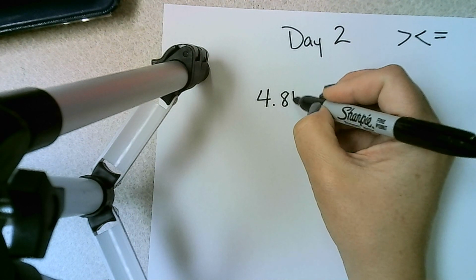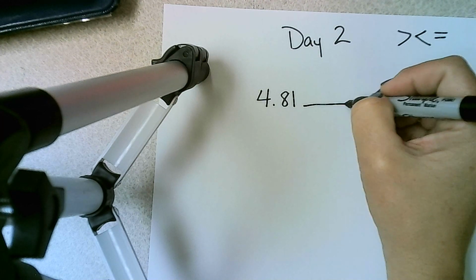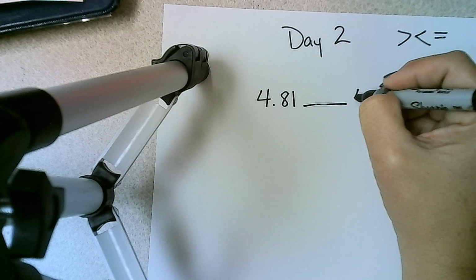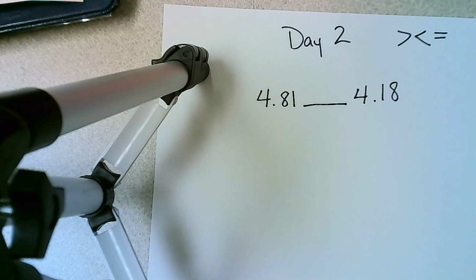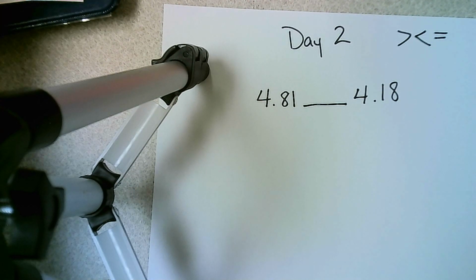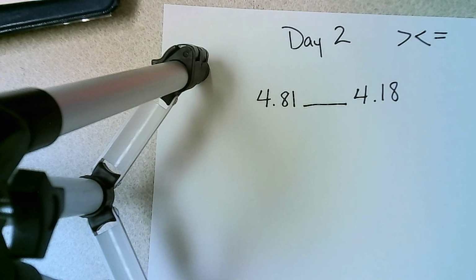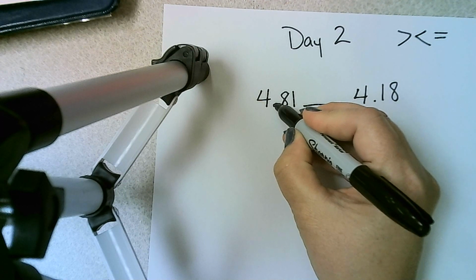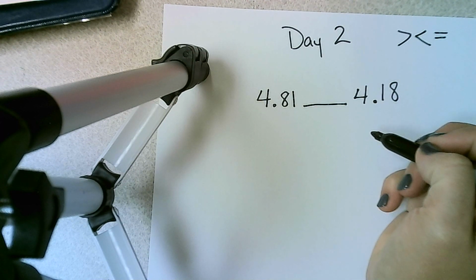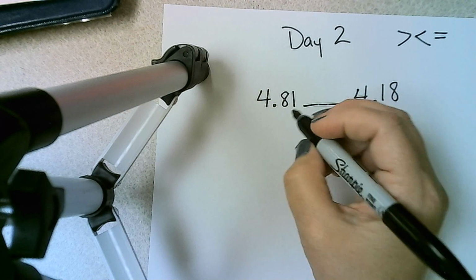4 and 81/100 is greater than, less than, or equal to 4 and 18/100. So yesterday I showed you with a place value chart. I will not be handing out place value charts. You can choose to make one on your paper, or you can simply line up the dots. When I say line up the dots, it's just a non-mathematical way to line up the decimals.